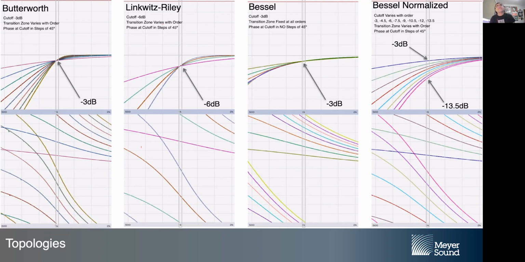With a standard Bessel, you can see that all the filters cut off at -3, but in the upper frequency section, all the filters show an identical response.